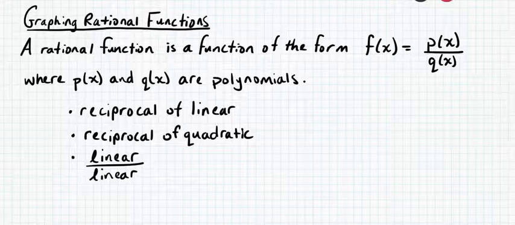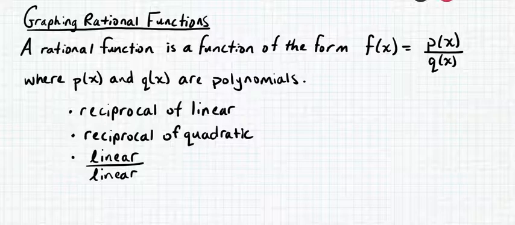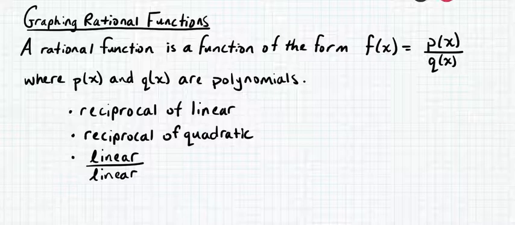Hello, this video will talk about graphing rational functions. A rational function is a function that's defined to be in the form f of x equals p of x divided by q of x, where both p of x and q of x are polynomials. And of course, q of x is defined as not being equal to 0.